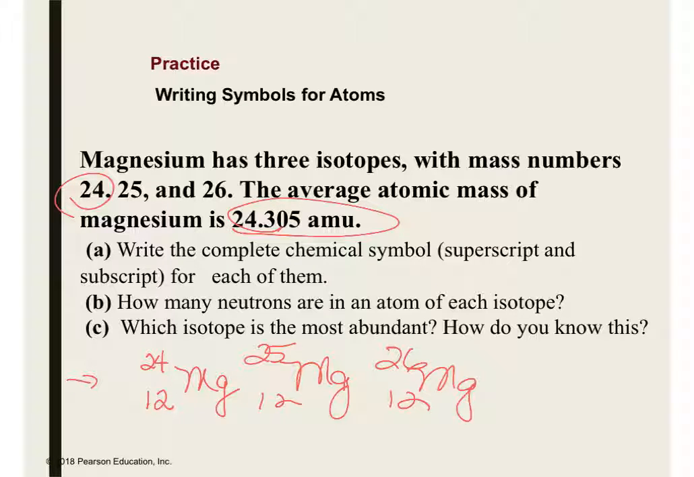All right, how many neutrons are in each? Well, that's just a simple subtraction problem. There are 12 neutrons in the first one, 13 neutrons in the second, and 14 neutrons in the third.